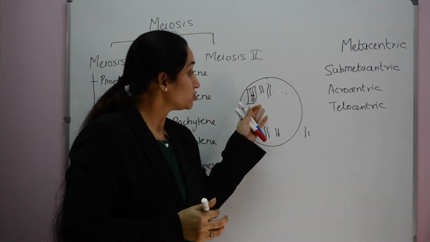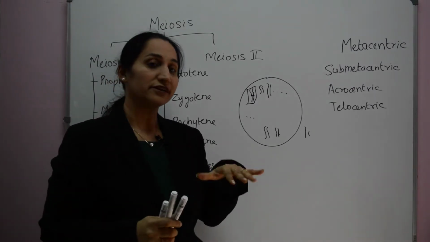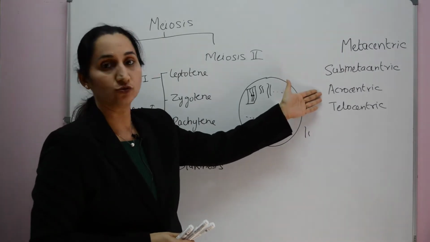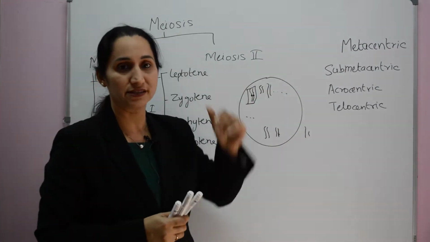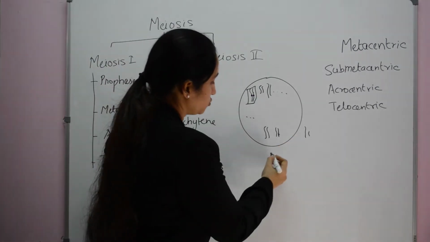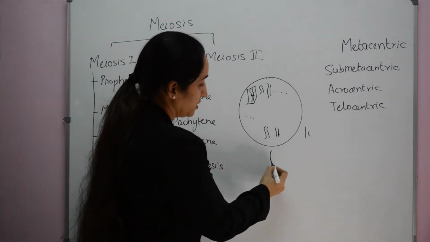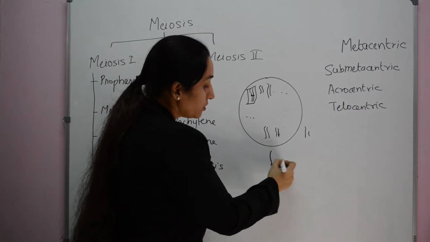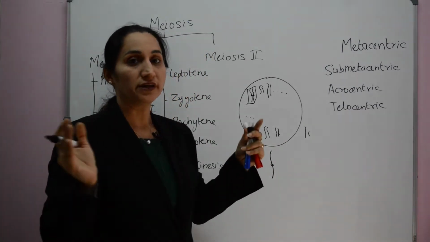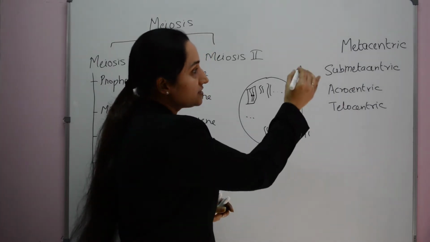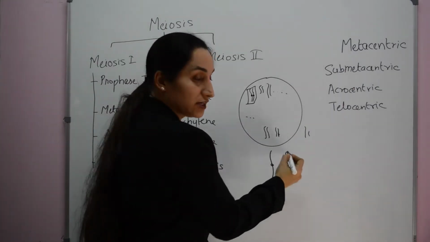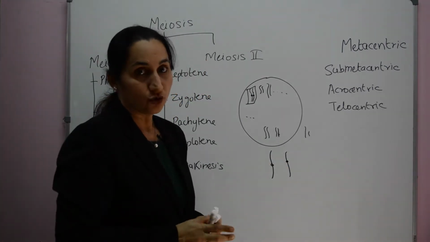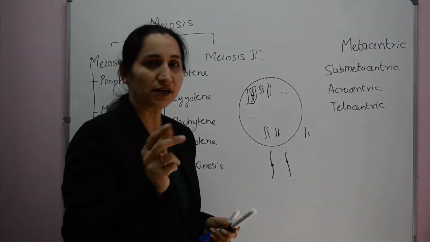According to the position of centromere, we know that chromosomes are divided into four types: metacentric chromosome, submetacentric chromosome, acrocentric chromosome and telocentric chromosome. Now what is a metacentric chromosome? In case of a metacentric chromosome, the position of the centromere is in the middle of the total length of the chromosome, right? So it will divide the two arms of the chromosome into equal lengths. The second one is submetacentric chromosome, in which the centromere will be slightly away from the center.